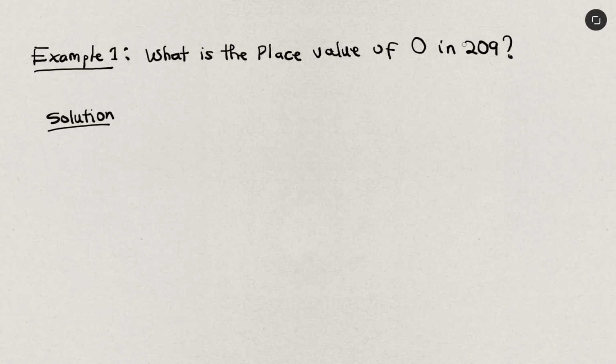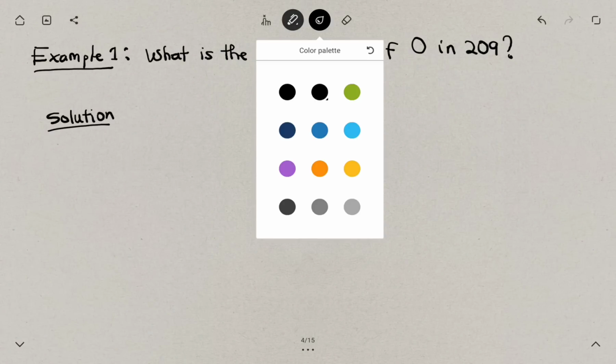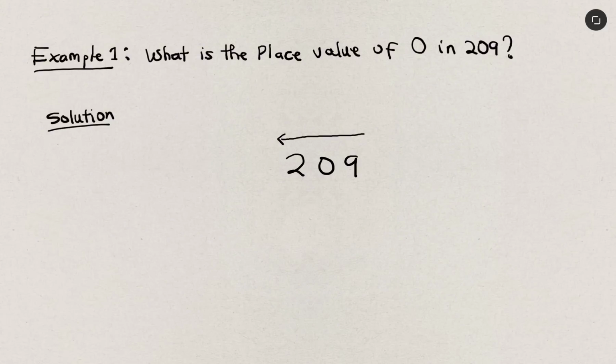So we write down our number, which is 209, and then we assign the place value. Now, if you watch our first video on place value, you know that we start assigning place value from our right to our left. So let me use a different color to give the place values over here. The first number from my right is what we call the ones, and then the second number after that is what we call the tens, and then the number after that is what we call the hundreds, and then it continues in that way.